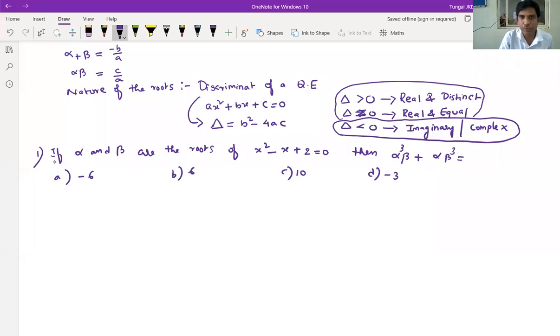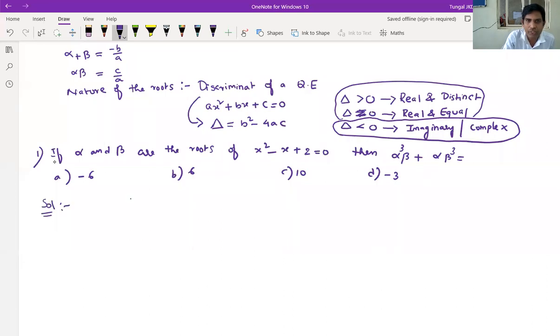Already you have multiple choice questions in lower 10th class, how to attempt, right? So there are four options given. If alpha and beta are the roots of that quadratic equation, what we have to find out? Nothing but alpha cube into beta plus alpha into beta cube. That value we have to find out. So if you know, you can solve, else you observe the solution, how to find.